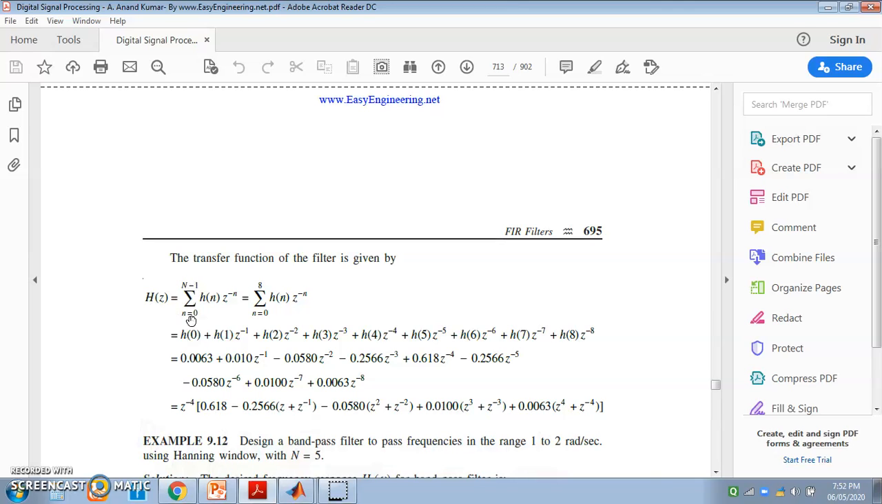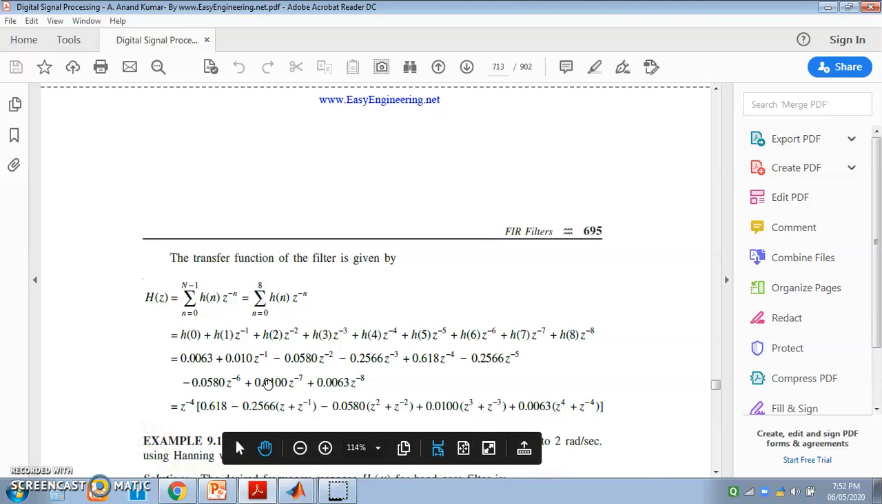So H of z is equal to summation n ranging from 0 to capital N minus 1, h of n into z raised to minus n. So summation n is ranging from 0 to 8, h of n z raised to minus n. So the causal filter's transfer function can be obtained from the alpha value, and in this case alpha is equal to capital N minus 1 divided by 2.